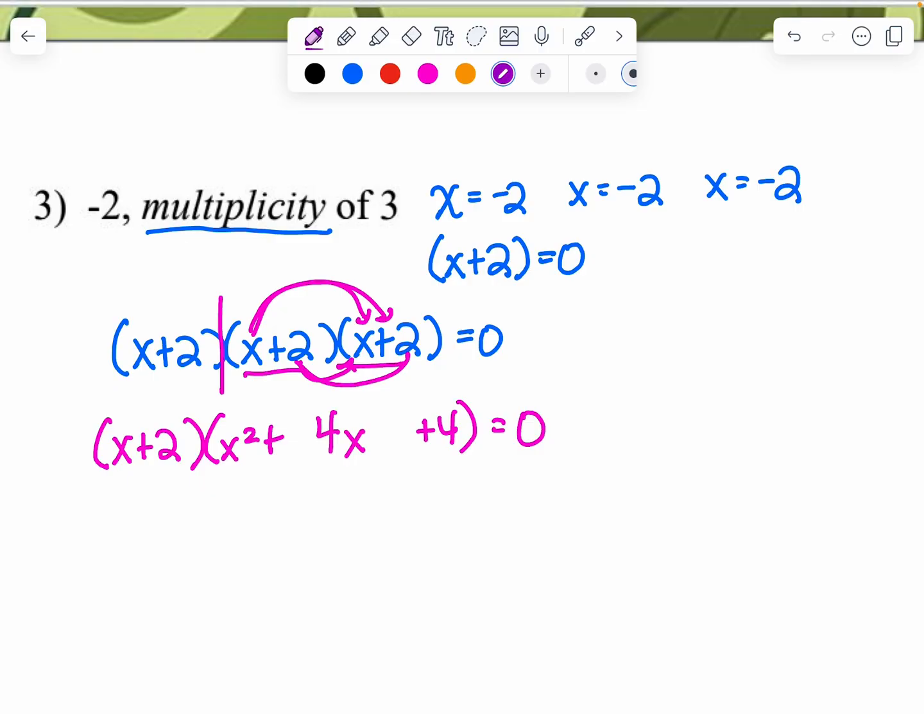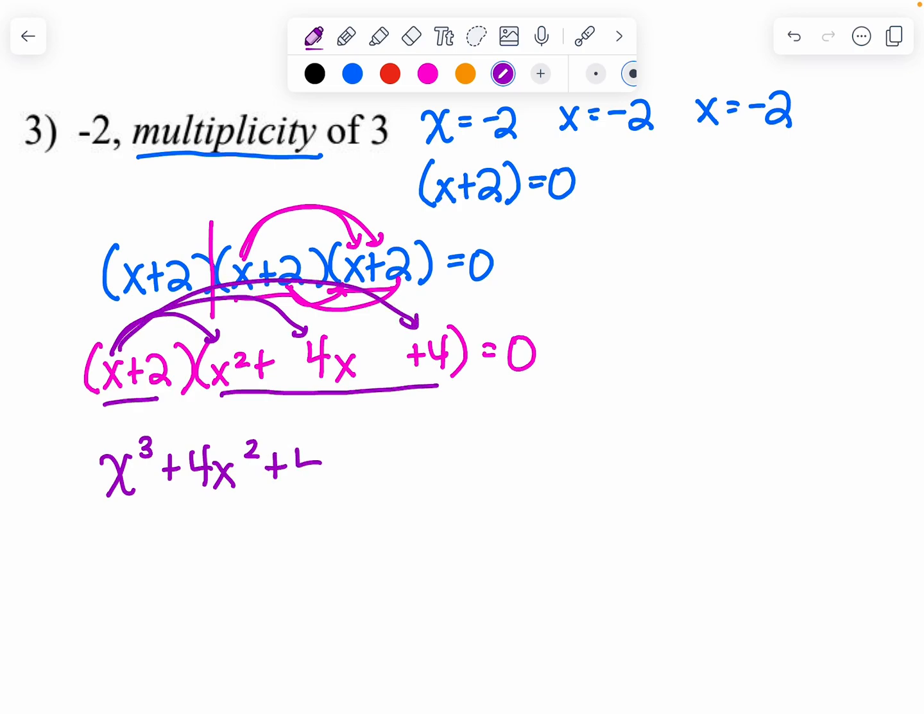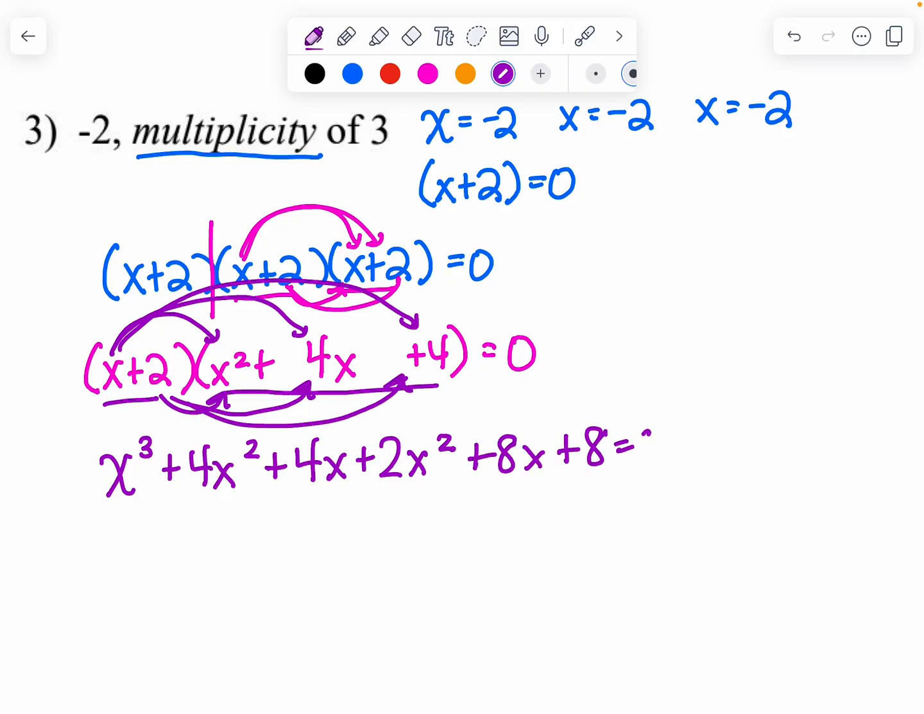And now I'm going to multiply this binomial times this trinomial. I should end up with 6 terms. It's going to get a little messy. Just be careful. X times x squared is x cubed. X times 4x is 4x squared. X times 4 is plus 4x. 2 times x squared is plus 2x squared. 2 times 4x is plus 8x. And 2 times 4 is plus 8. And that equals 0. It could also be equal to y. Now go ahead and combine like terms. X cubed. I've got 4x squared plus 2x squared is plus 6x squared.